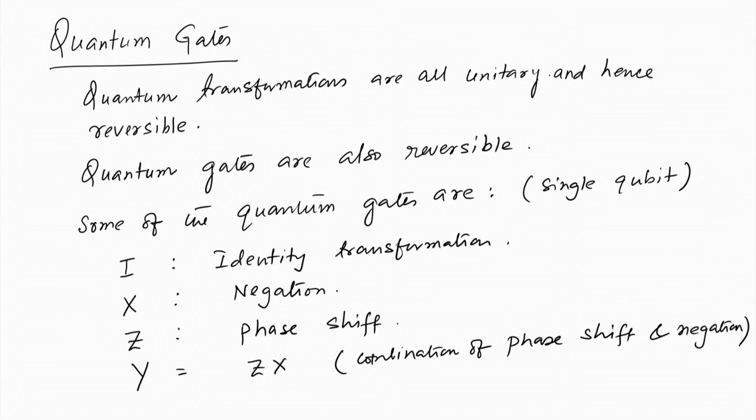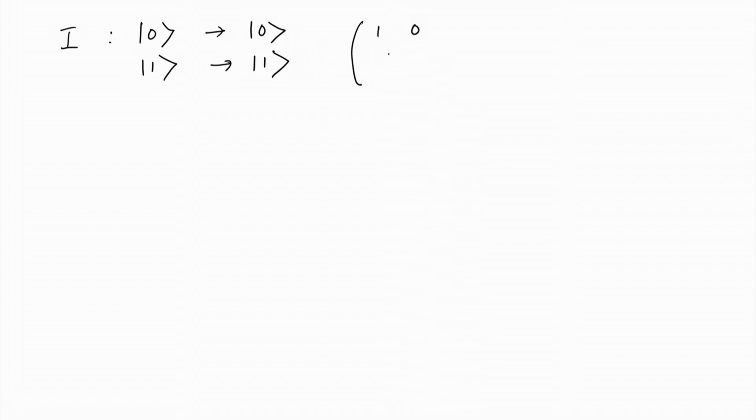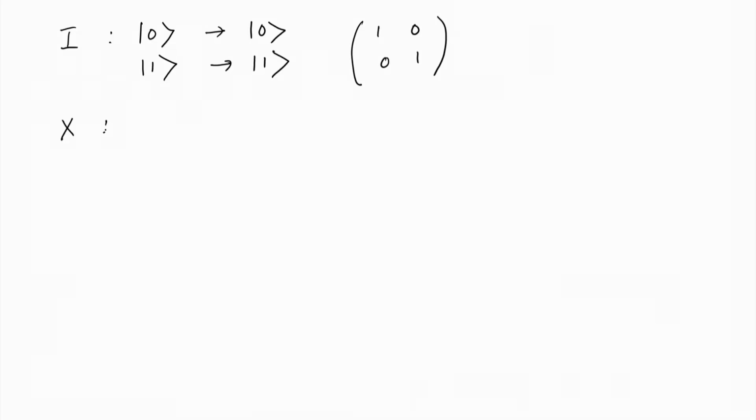So, what do we mean by that? Let us see. So, the identity I, that on a 0 gives a 0, on a 1 it gives a 1. Okay. So, this has a form which is 1 0 0 1. So, this is in the standard basis of 1 and 0, in which the qubits are represented. And then we have X, which acts on a 0, gives it a 1, and acts on a 1, gives it a 0. So, this is a negation, and this is 0 1 1 0.